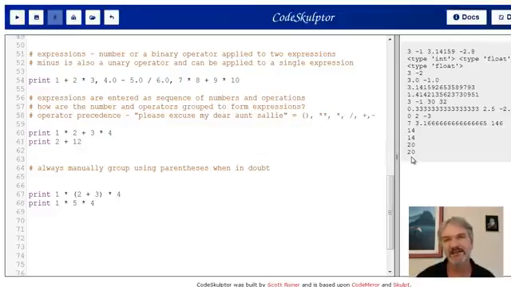So in practice, working with arithmetic expressions inside Python is very intuitive. It's really what you learned in middle school algebra, so I don't think you'll find anything too tricky here. So go ahead and take a shot at it.